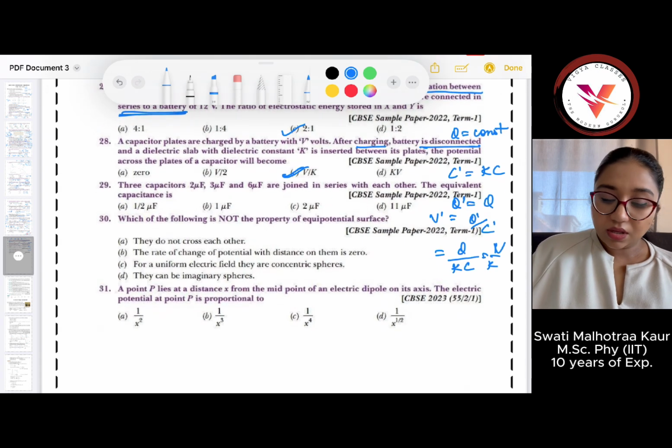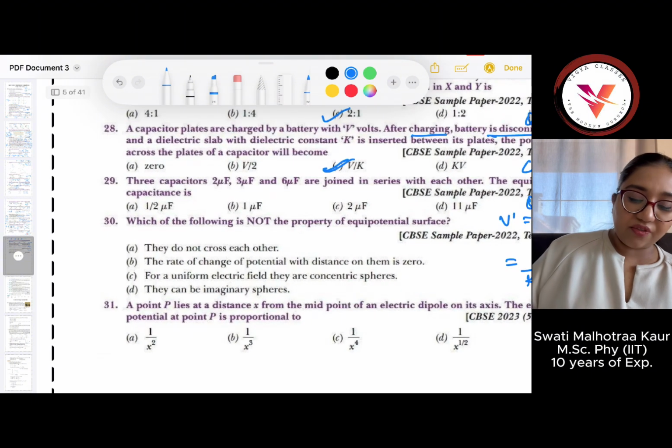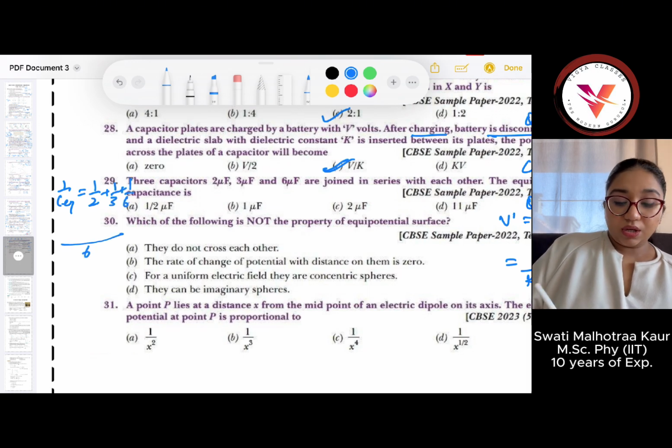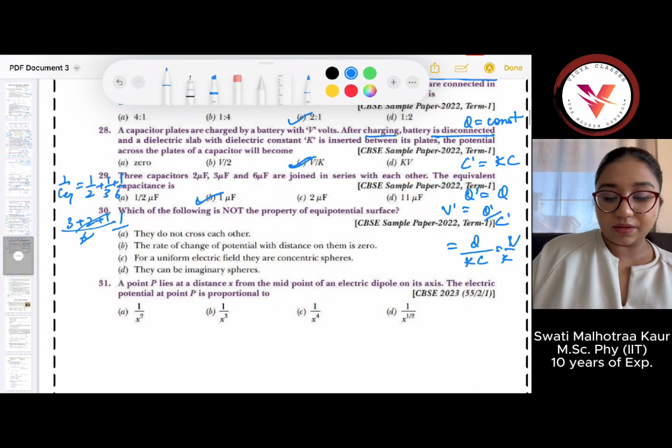Okay. Three capacitors 2, 3, 6 are joined in series. The equivalent capacitance, very easy. In series, you have to take reciprocals. 1 by 2 plus 1 by 3 plus 1 by 6. Take LCM 6. 3 plus 2 plus 1, that is 6 over 6, which is 1. So it's basically 1 microfarad.